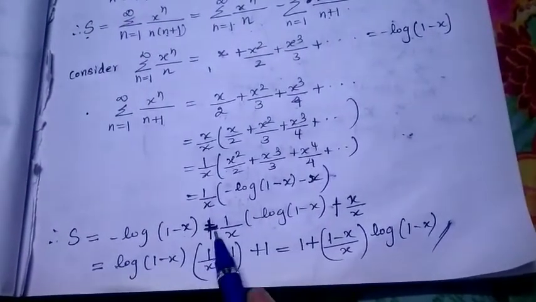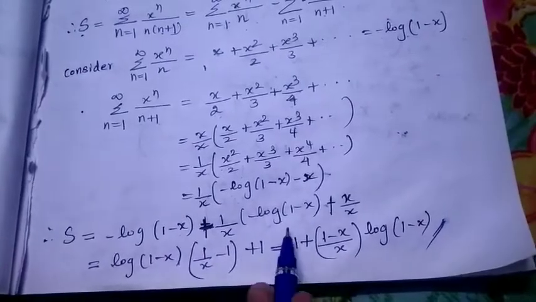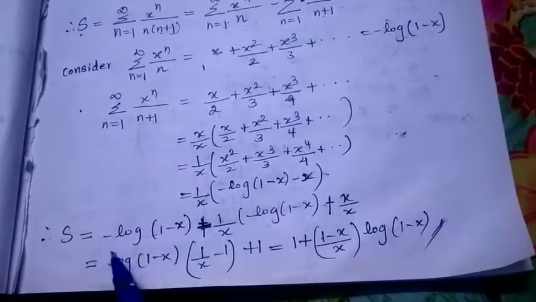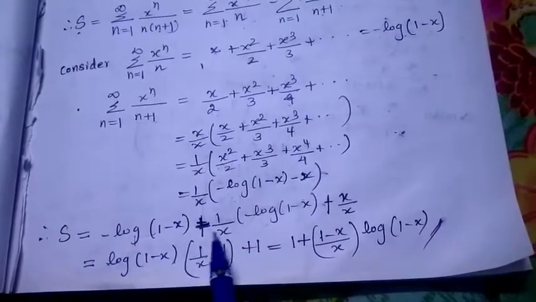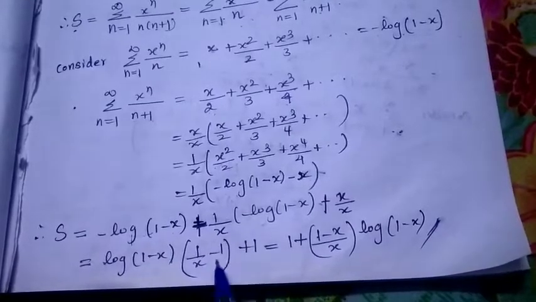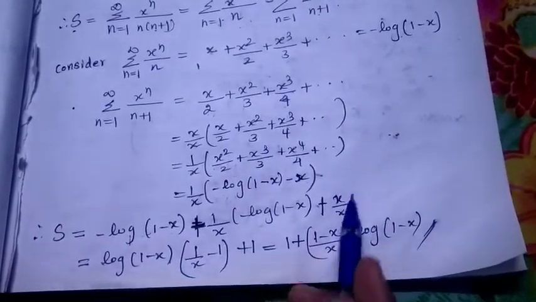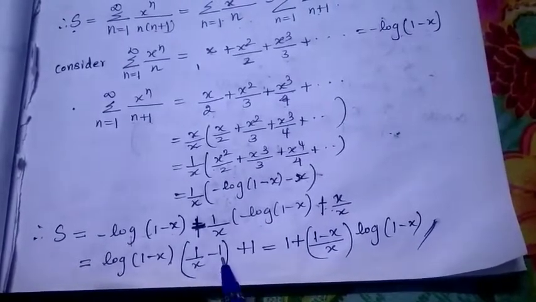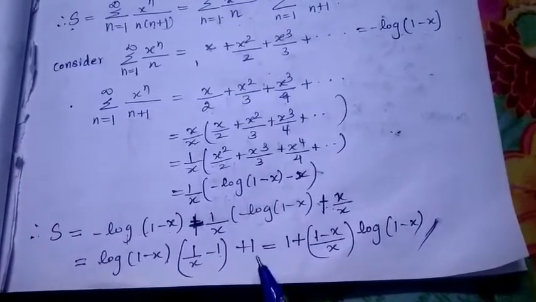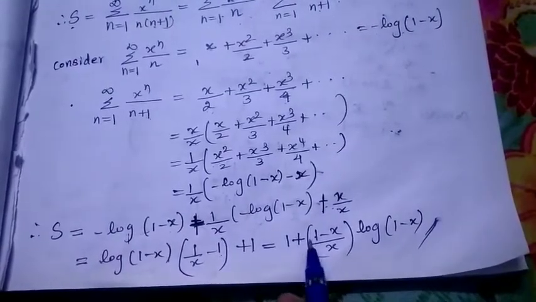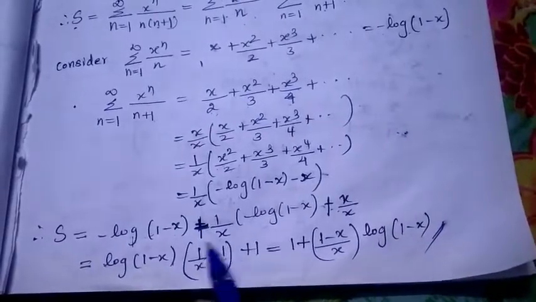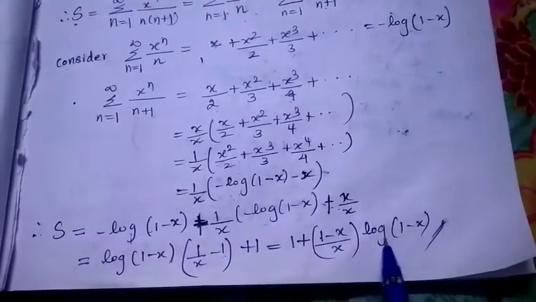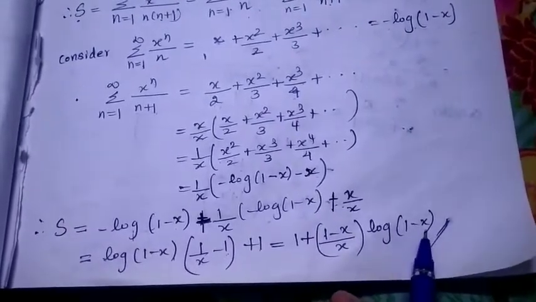Simplify this step. So log 1 minus x is a common term. So what we have is 1 by x here. So log 1 minus x is common here. So remaining term is 1, and here we have 1 by x. So 1 by x minus 1 I am writing. After simplification it will become as 1. Okay, so log 1 minus x into 1 by x minus 1. So I am just writing in the order. First I am writing the constant, plus this term, that is take the LCM, 1 minus x by x. So 1 minus x by x into log of 1 minus x. So this is the answer for this problem.